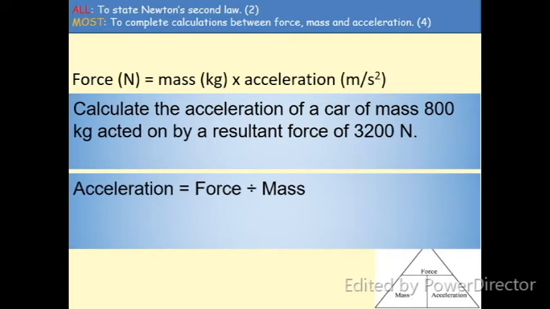You could use the equation acceleration is equal to force divided by mass. That's 3,200 newtons divided by 800 kilograms. Your answer is going to be 4 meters per second squared.